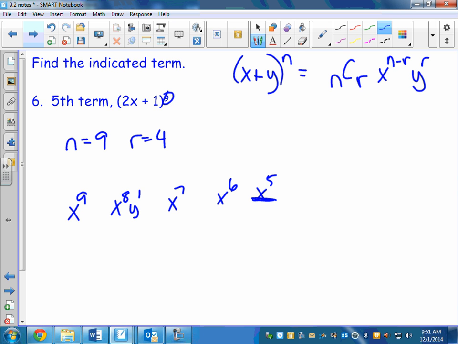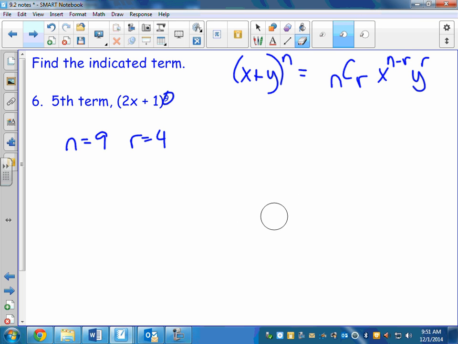I did it easier. What did you do? Every y power is the number of the term minus 1. I always have just taken this minus this, but you're right. I don't actually write this.